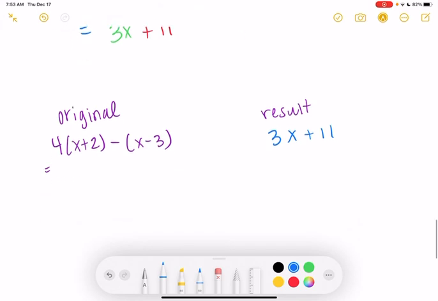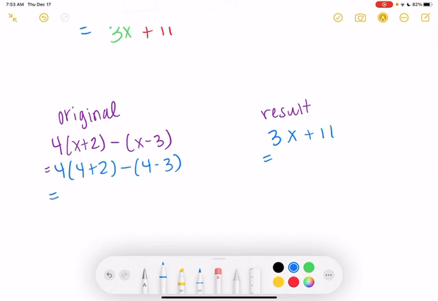Now I'm going to plug in 4 for the original and 4 for my result. And hopefully they are the same. So my original was 4 times the quantity x plus 2. So I'm going to put 4 plus 2. Minus the quantity x minus 3. So I'm going to put minus a 4 minus 3.